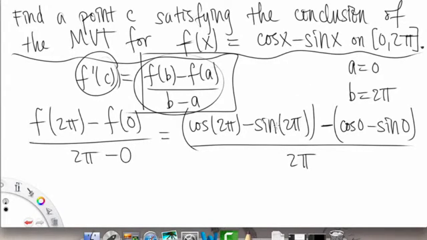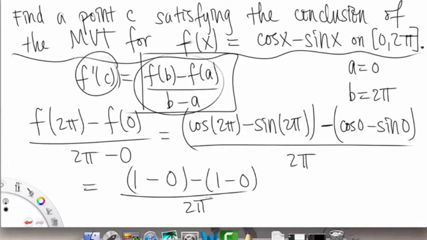So this is going to be cosine 2 pi, that's just going to be a 1. And then we have minus sine 2 pi, so that's a 0, so 1 minus 0. And then we have minus cosine of 0, which is a 1, and then minus sine 0, so that's minus a 0. And this is all over 2 pi. So now we have 1 minus 1 on top, so this whole thing turns out to be 0. So the right-hand side is equal to 0. So now we have that f prime of c must equal 0.